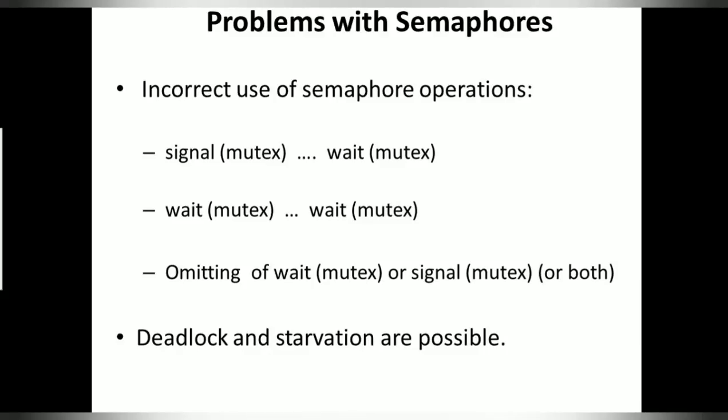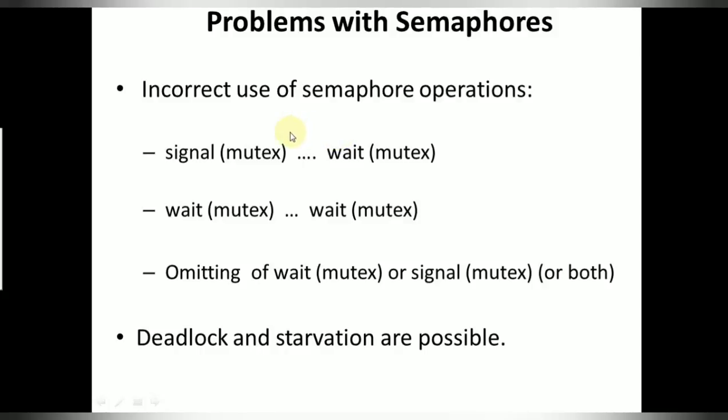These are some of the problems with the semaphores. That is, the incorrect usage of the semaphore operations. You can see here, there are 3 cases defined. What if the semaphore operations of signal and wait are used like in these 3 cases? The first case is, in a usual semaphore, we first run the wait mutex and then we run the signal mutex. What if that is reversed?